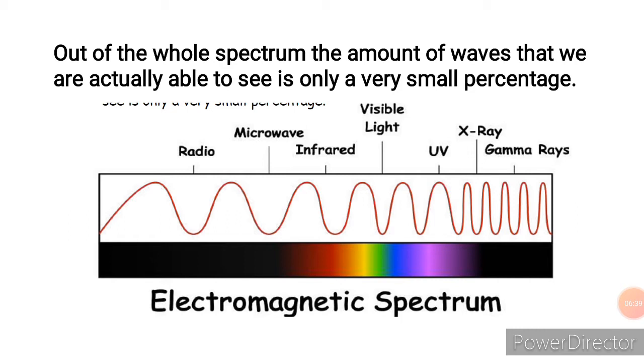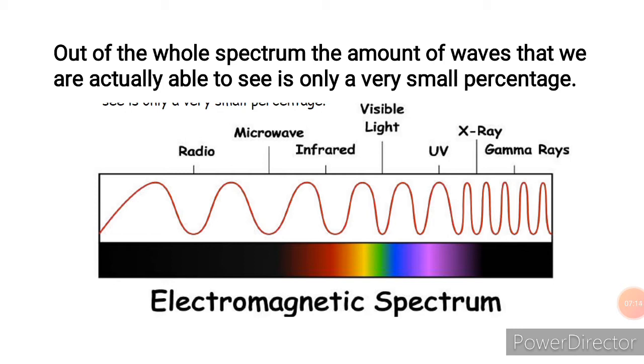Basically, it gives us 7 main radiations, which I'm going to explain to you. Okay? Out of the whole spectrum, all the radiations together is called the electromagnetic spectrum. Now, out of the whole spectrum, the amount of wave that we are actually able to see is only a very small percentage. Do you see it now? We can only see visible light and UV, which is ultraviolet light. These are the only two that are sensitive to the human.